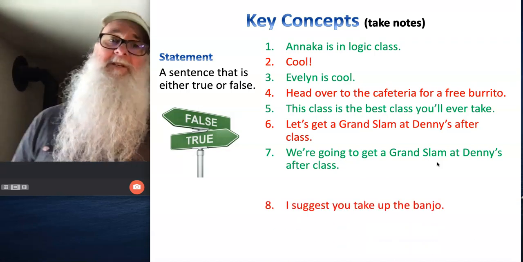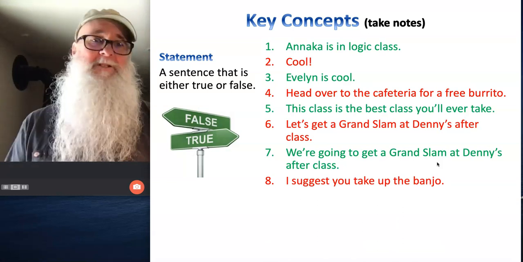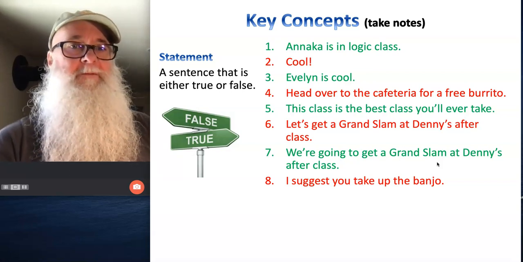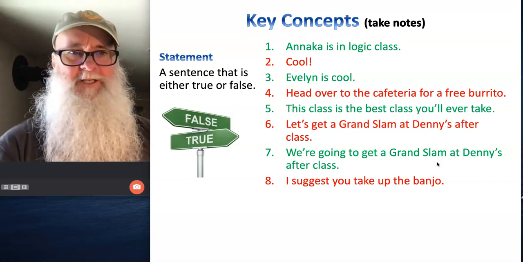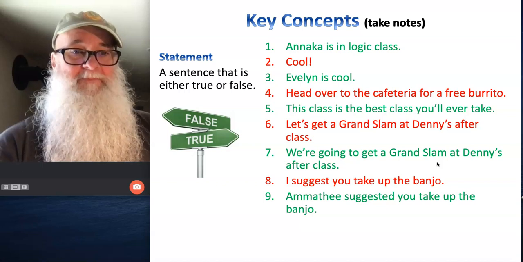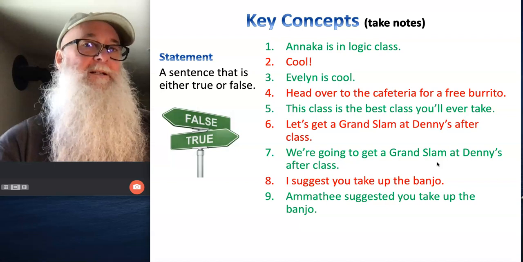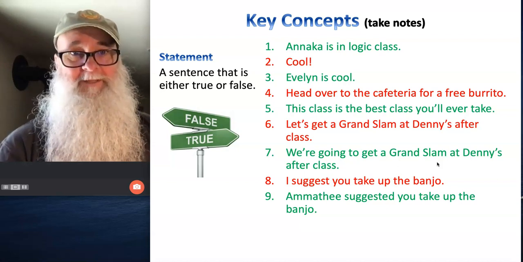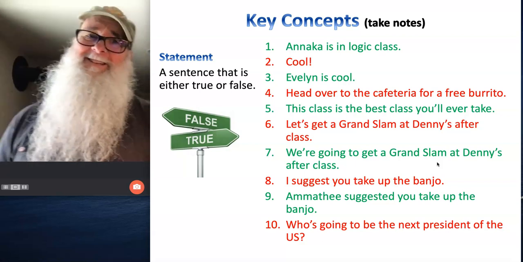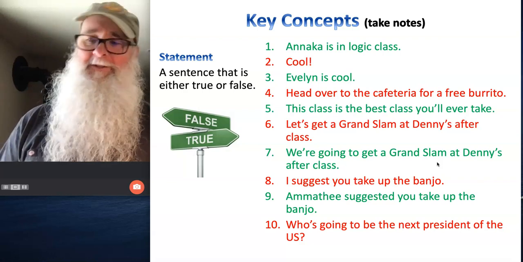Okay? So number 7 is a statement, but number 8 is not. I suggest you take up the banjo. It's just a suggestion. Okay? Kind of like number 4, head over to the cafeteria for a burrito, which is kind of a command or a suggestion. Number 9, though, is a statement. Amity suggested you take up the banjo. She either made that suggestion or she didn't. So it's either true or false as a sentence here, and it's a statement. And I'm going to guess that you recognize that number 10 is not a statement. Who's going to be the next president of the U.S.? That's a question, and questions are neither true nor false.